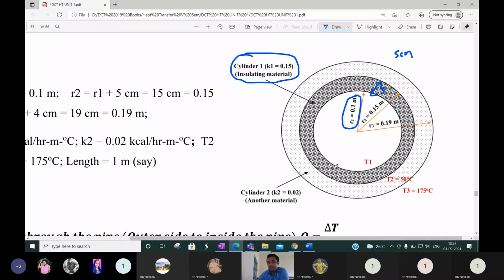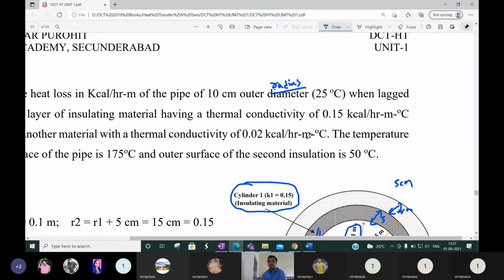After that, another material is also connected to it. This material has thickness 4 centimeter. Then what will be this R3? This is 10 centimeter, this is 5 centimeter, and this is 4 centimeter. Then R3 will be 15 plus 4, 19 centimeter. The K1 of the inner side material is given 0.15. K2 of the second material is given 0.02. And the temperature, please read it.